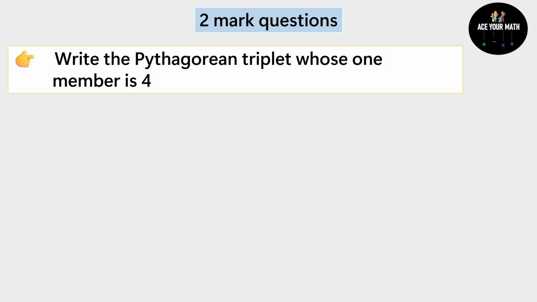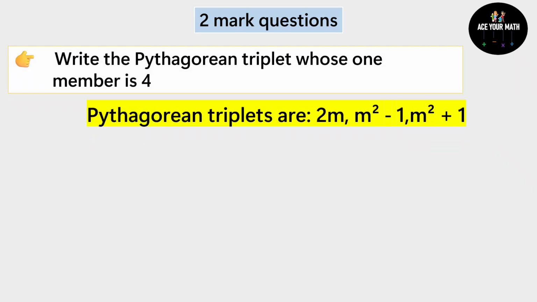Write the Pythagorean triplet whose one member is 4. See how we find a Pythagorean triplet. We find it by the formula 2m, m square minus 1, m square plus 1. So you can assume any one as 4. So let's assume 2m equals 4. So what is our motive? Our motive is to find the value of m. Once you get the value of m, then you can put it in these three formulas.